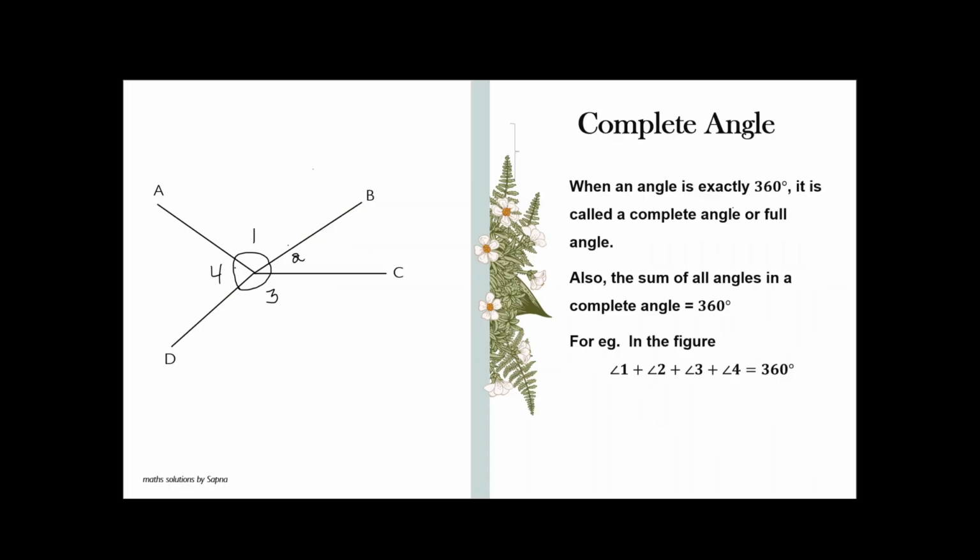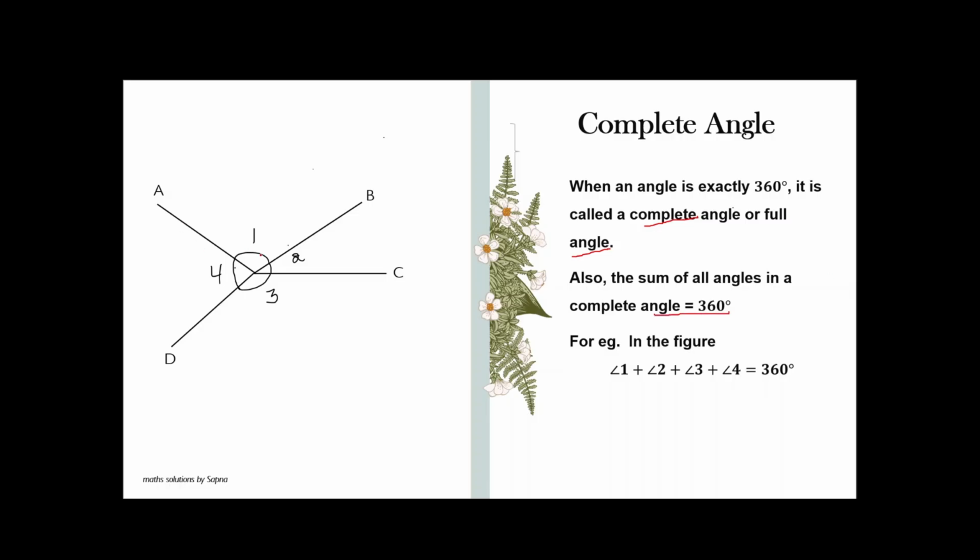Complete angle. As the name itself is telling, complete angle means the angle which is complete. If you look at the protractor, this is 180 degrees. When this circle gets complete, 180 plus again 180, which is 360 degrees. So whenever an angle has exactly 360 degrees value, it is called a complete angle or a full angle. Remember, the sum of all the angles in a complete angle is always 360 degrees.